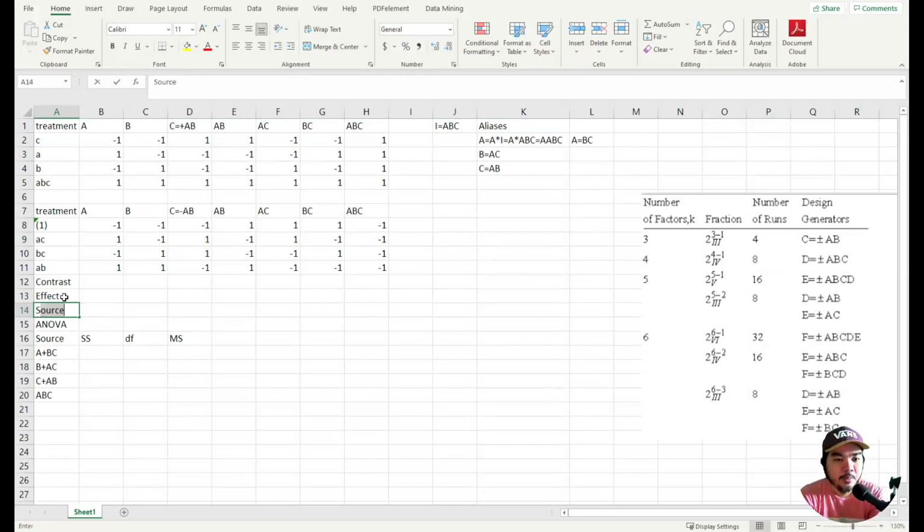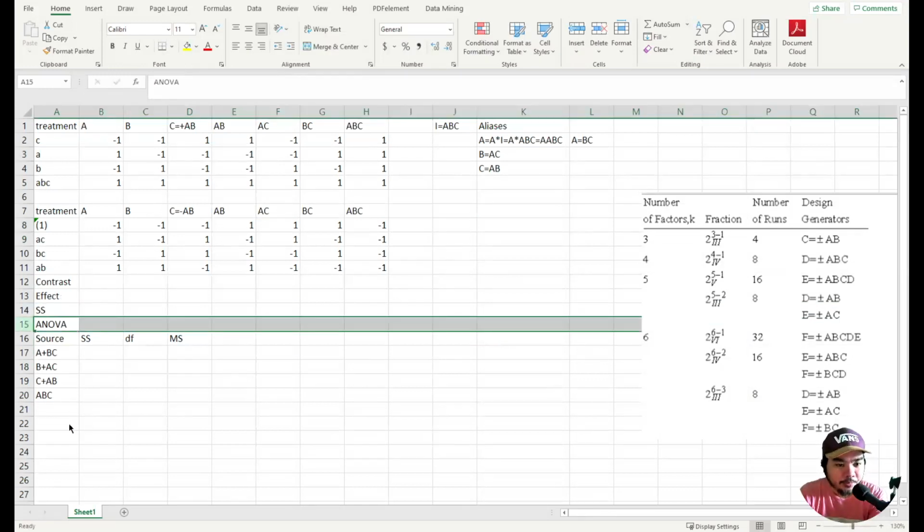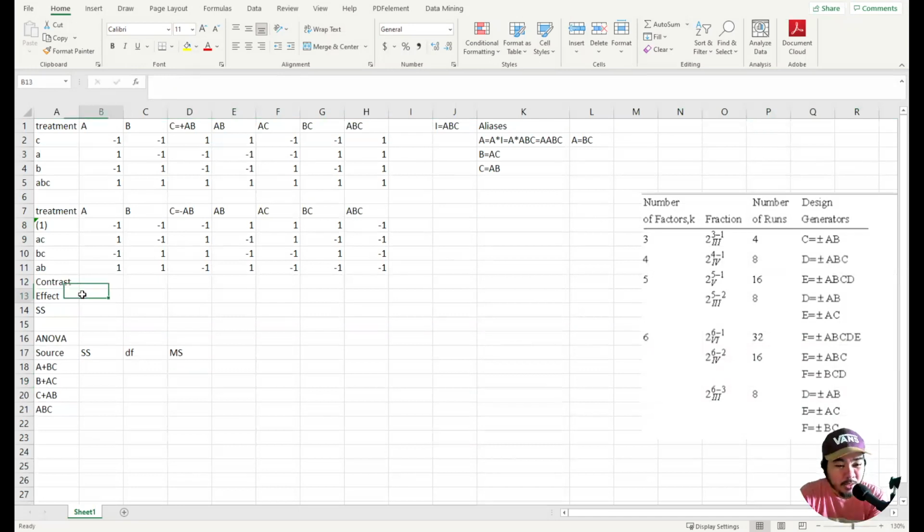Tapos SS. So, parang ganyan. You can compute it. And effect is just equal sa ito, contrast, ito yung nagsasum product tayo from 2 weeks ago na discussion. Tapos yung effect is just 2 times yung contrast divided by the number of observations. Tapos yung sum of squares is contrast squared divided by number of observations. If I remember the formula correctly.